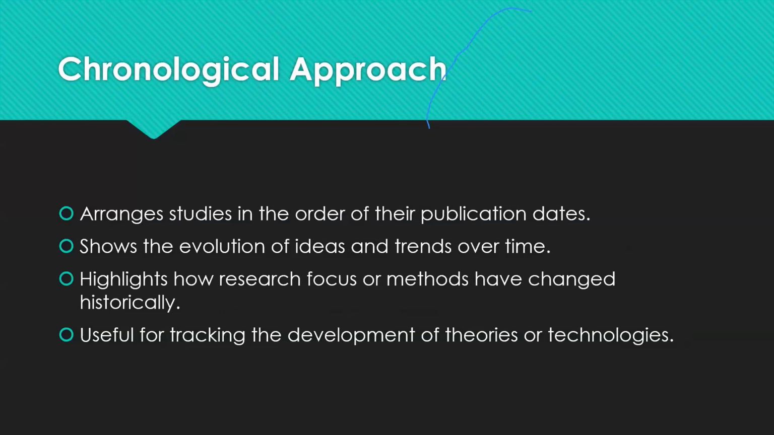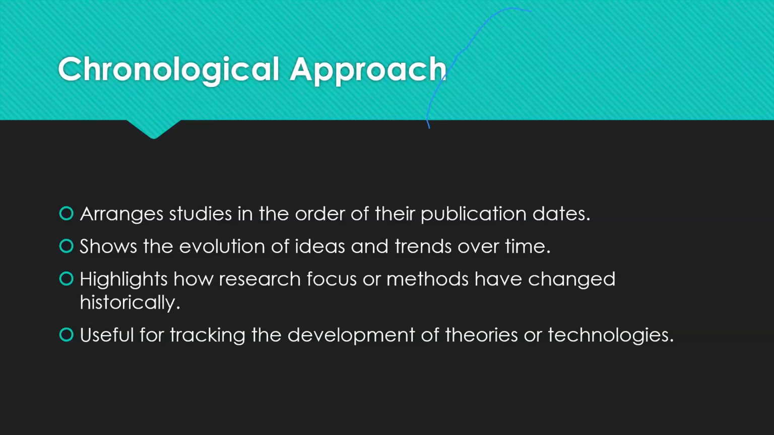The next one is the chronological approach. In the chronological approach, it studies the publication dates, which allows the reviewer to track the evolution of ideas across the trends of the past years. This method shows what research has been focused on and how the methods have changed historically, which is especially useful for understanding the progression of theories or technologies in the given field.